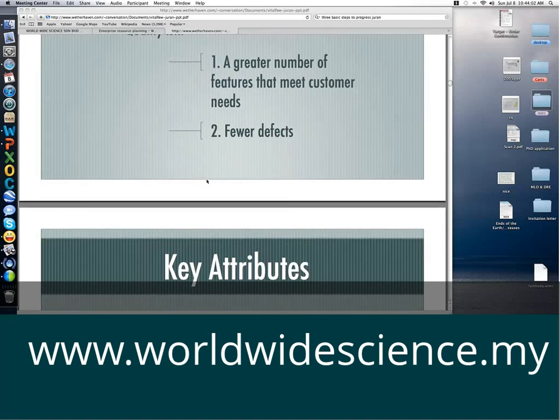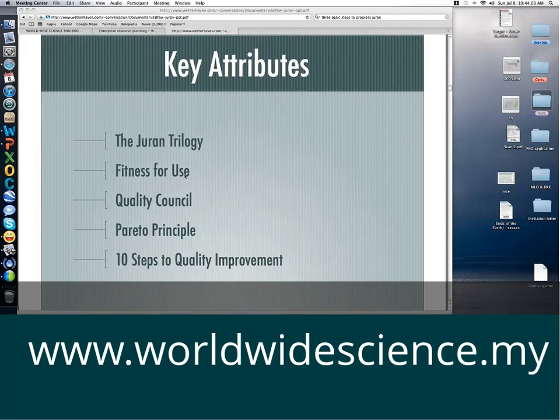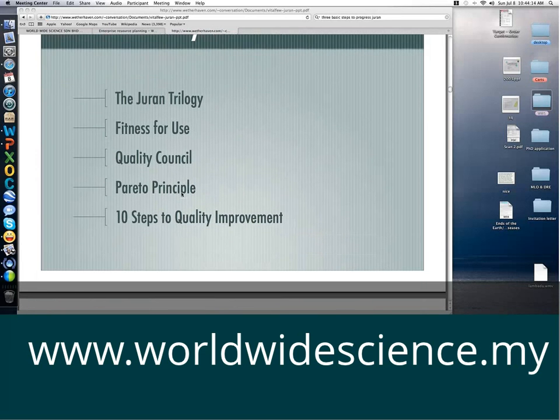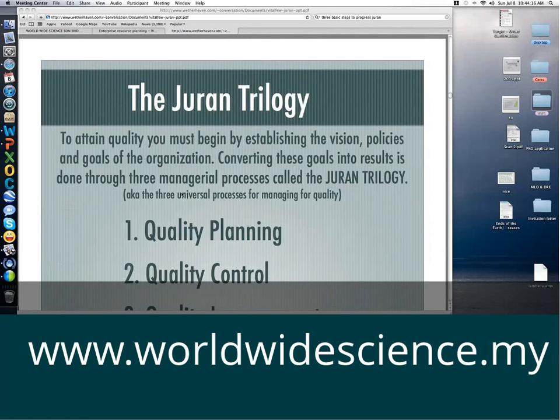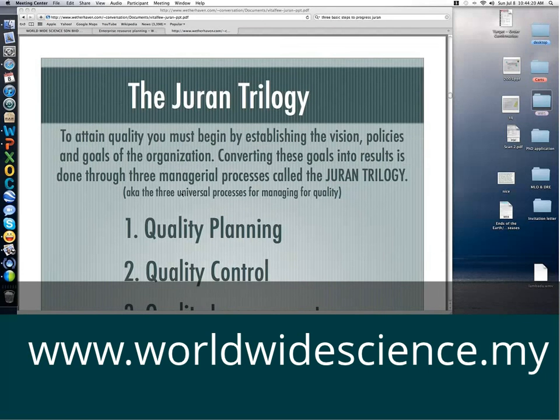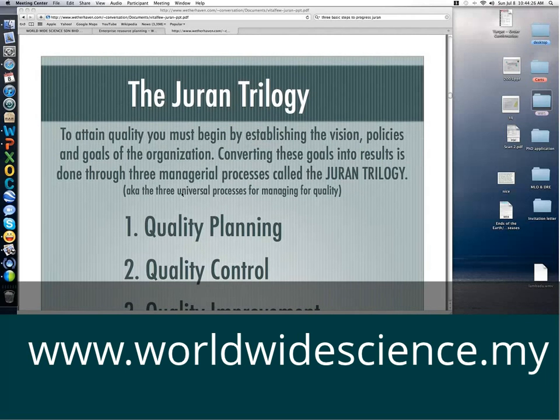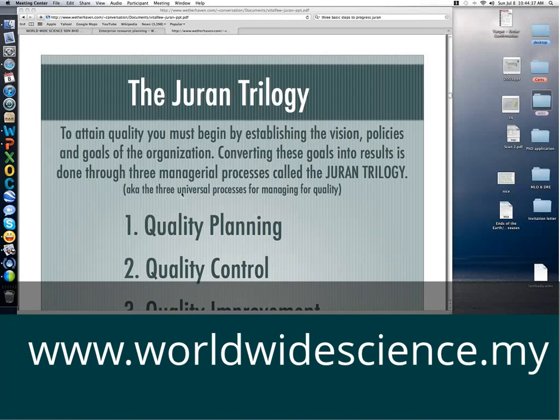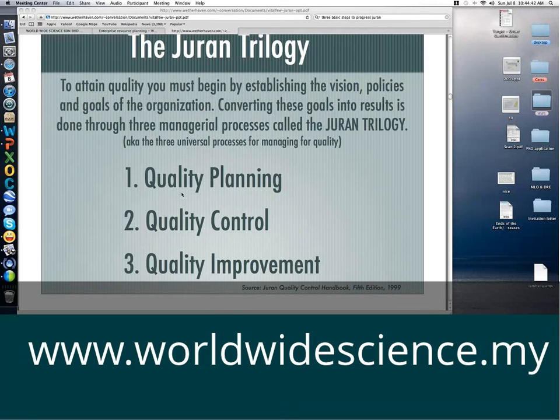Very simple. Key attributes are the trilogy, fitness for use, quality council, Pareto principle, and 10 steps to quality improvement. So, trilogy: to attain quality, you must begin by establishing the vision, policies, and goals of the organization. Converting these goals into results is done through three managerial processes called the trilogy. So first, you do the quality planning. You need to have a plan, as you remember. We discussed this is a long-term plan. Then quality control, and then quality improvement. All these three are his findings.